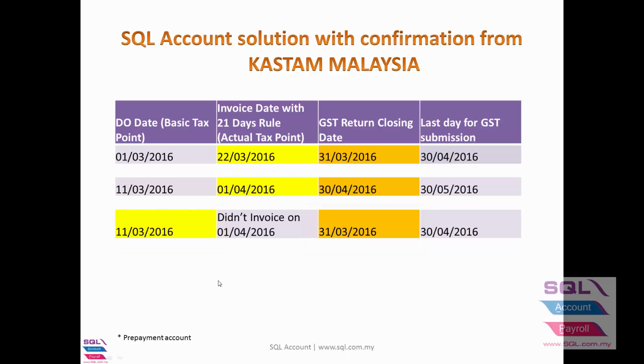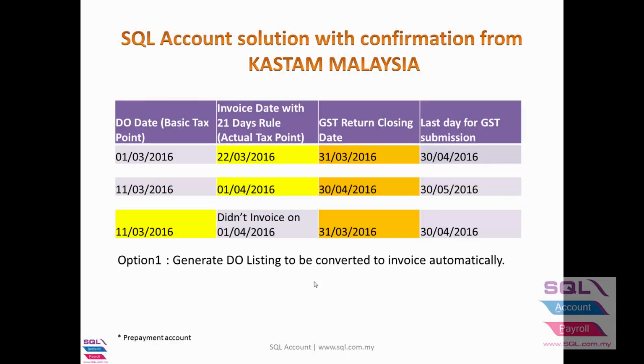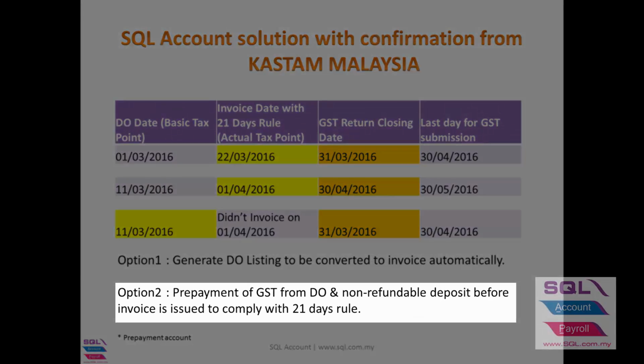SQL Account will give clients 2 options. Option 1, we will generate a DO listing for all the DOs that are 21 days or more without an invoice. It will give you a listing and this listing will convert to an invoice automatically. Some software will be able to do this, but SQL Account will do more than this by giving clients an option 2. Option 2 basically is that we will use the DO or the non-refundable deposit even without an invoice and generate tax in order to comply with the 21 days rule.